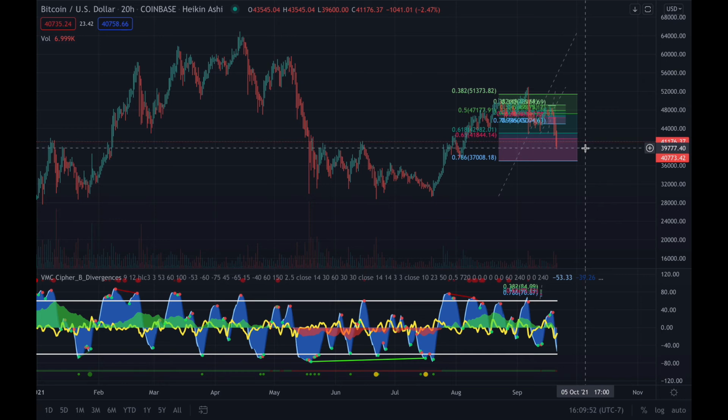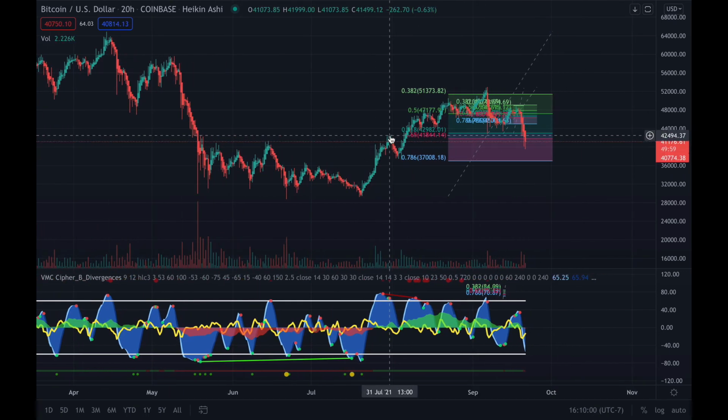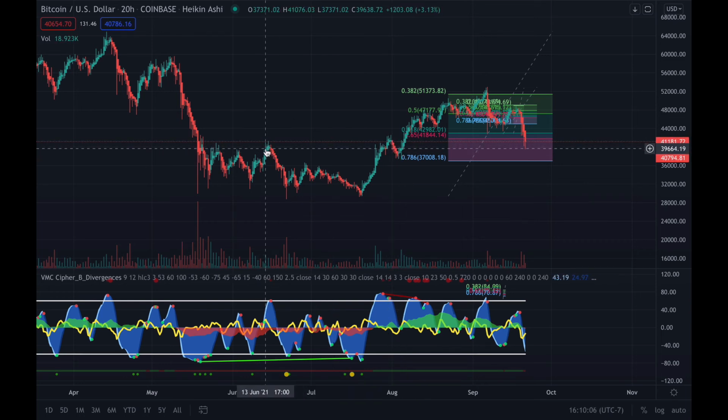So Bitcoin's price, I did not like dropping below this. Because look, see right here? I didn't like dropping below that. We're below it, we're down here. So we kind of got this support by this.